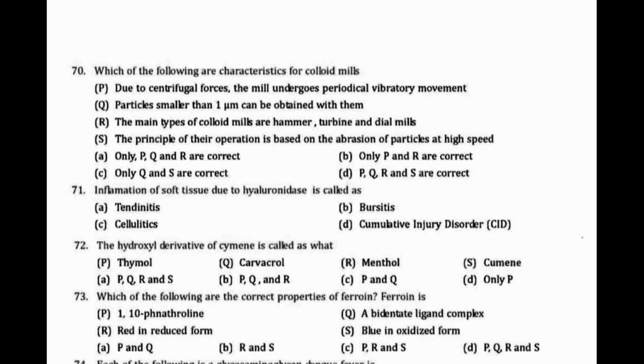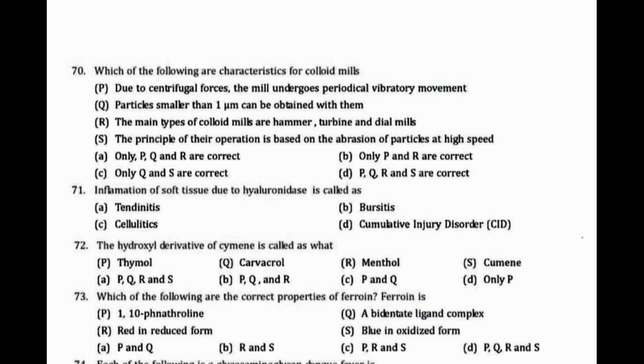Question number 70. Which of the following are characteristics of colloid mills? P, due to centrifugal force, the mill undergoes periodical vibratory movement. Q, particles smaller than 1 micrometer can be obtained with them. R, the main type of colloid mills are hammer, turbine and dial mills. S, the principle of their operation is based on the abrasion of particles at high speed.